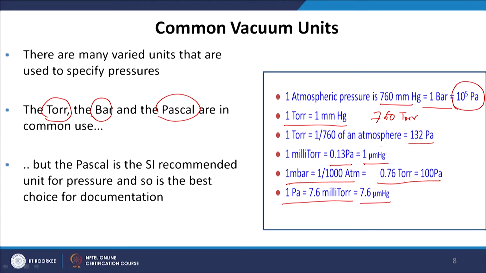So, the important thing to remember is that atmospheric pressure is 760 mmHg or 760 torr, which is equal to 1 bar, which is equal to 10 to the power 5 Pascal. And 1 torr is 132 Pascal. These two numbers are important to remember.